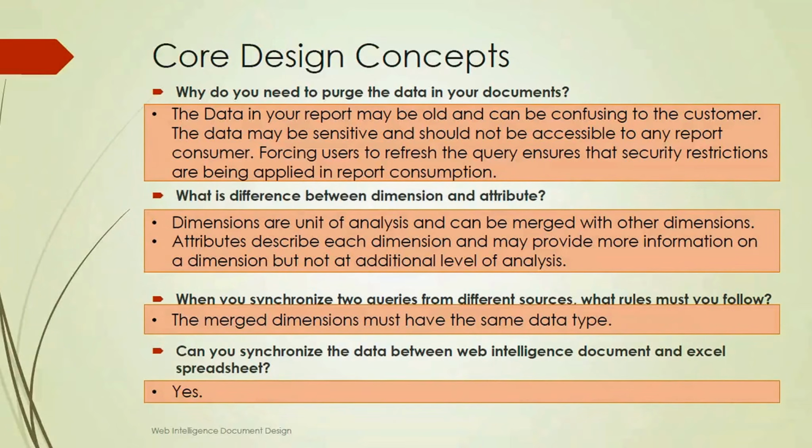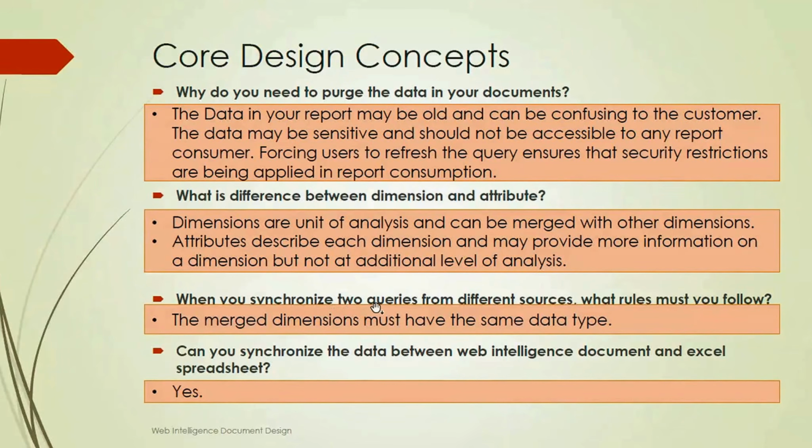What is the difference between dimension and attribute? Dimensions are units of analysis and can be merged with other dimensions. An attribute describes each dimension and may provide more information on a dimension, but not an additional level of analysis. So these are the two differences between dimensions and measure attributes.